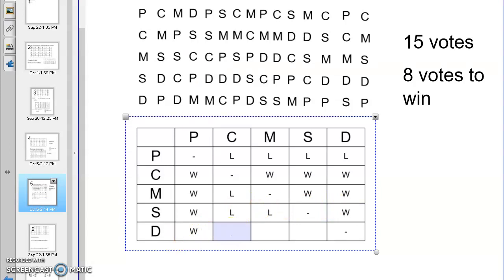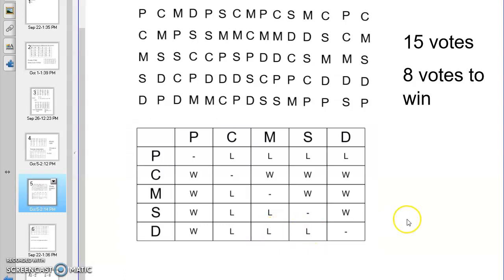If I did D right here, D versus C, loss, 1, loss, 2, loss, 3, loss, 4, 5, loss. So D versus C, it only wins 5 of them. So it loses there, and it loses to M as well as S. And those are your 5 voting methods that will be on your next test.